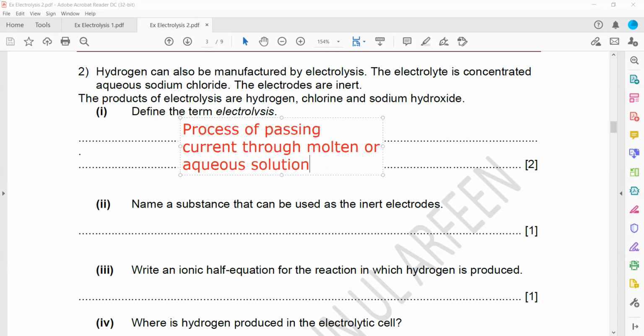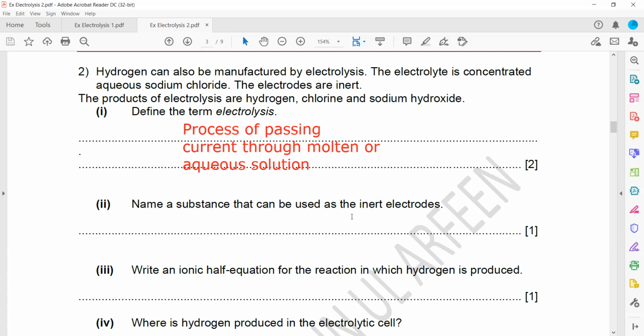So when we pass the current through a molten or aqueous solution, we call that electrolysis, or breaking down the compound into ions by using electricity. For the process, 1 mark is for mentioning passing current or passing electricity or electric energy. And the second mark is for mentioning molten or aqueous solution. That's why it is worth 2 marks.